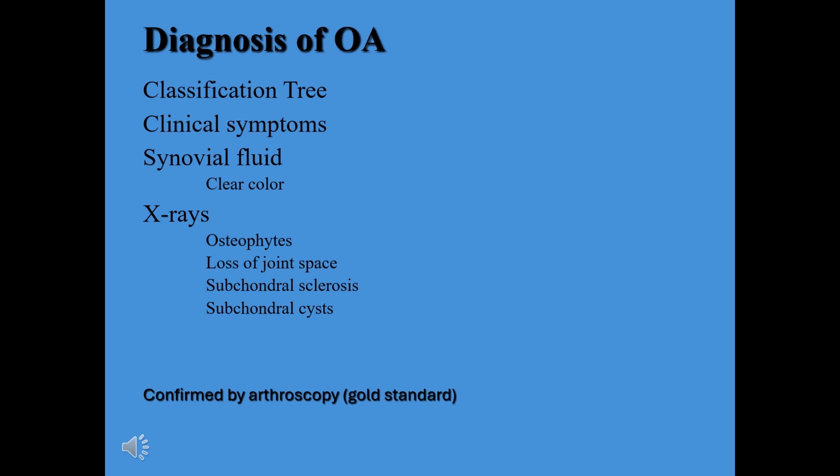On X-ray, we will see the typical osteophytes, the loss of a joint space, subchondral sclerosis, or this whitening of the bone, and possibly subchondral cysts as well.